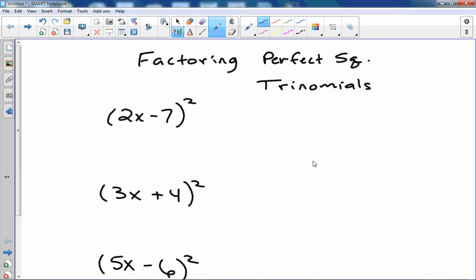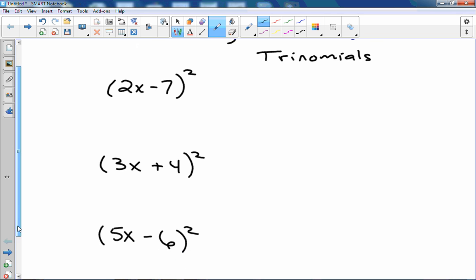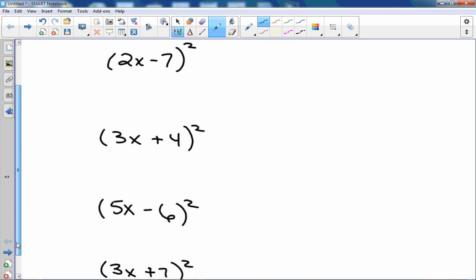So when we factor a perfect square trinomial, these examples right here, these quantities squared, like the first one, I would say this is 2x minus 7 quantity squared. That's the result of factoring a perfect square trinomial. So let's look at the forward process of how we can get a perfect square trinomial, and then we'll look at how to go backwards to factor it. Now, 2x minus 7 quantity squared, well, when I square something, it means I multiply it by itself. So I could expand this as 2x minus 7 times 2x minus 7.